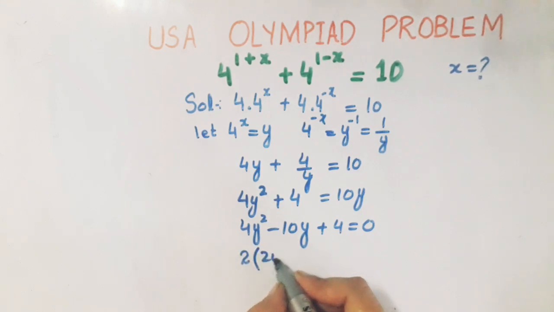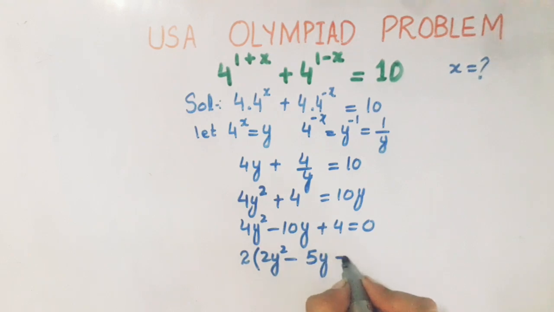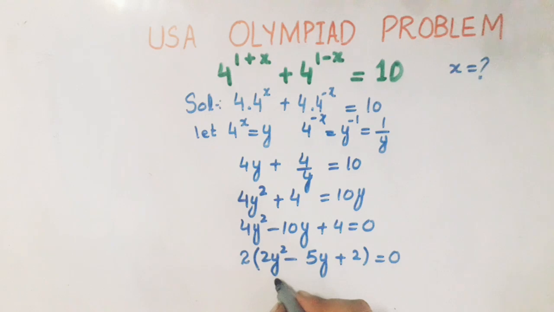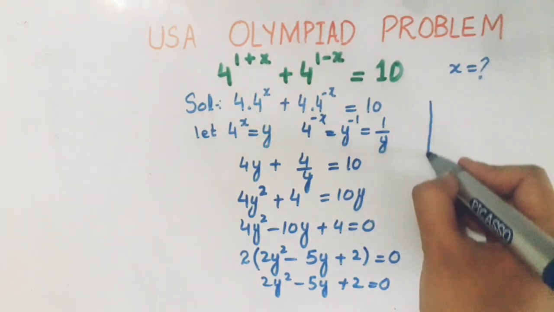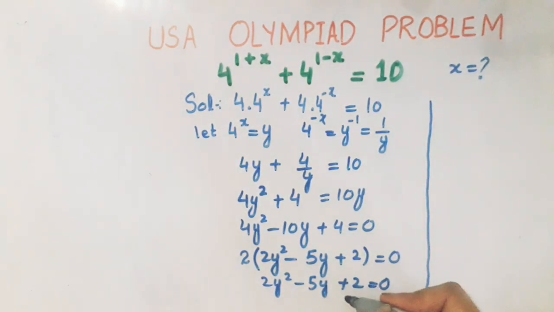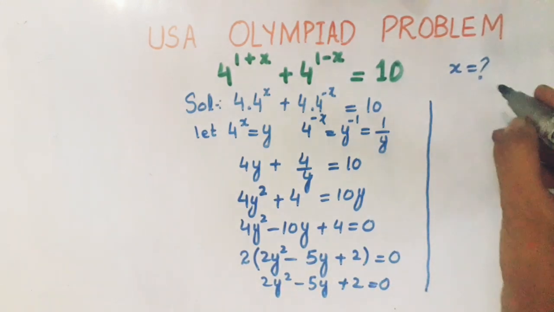Now we will take 2 as common from this equation. So remaining is 2y square minus 5y plus 2 equals 0. Now in the next step we will make the factors of 4 such that when they are multiplied they give 4, and when they are added they give 5.